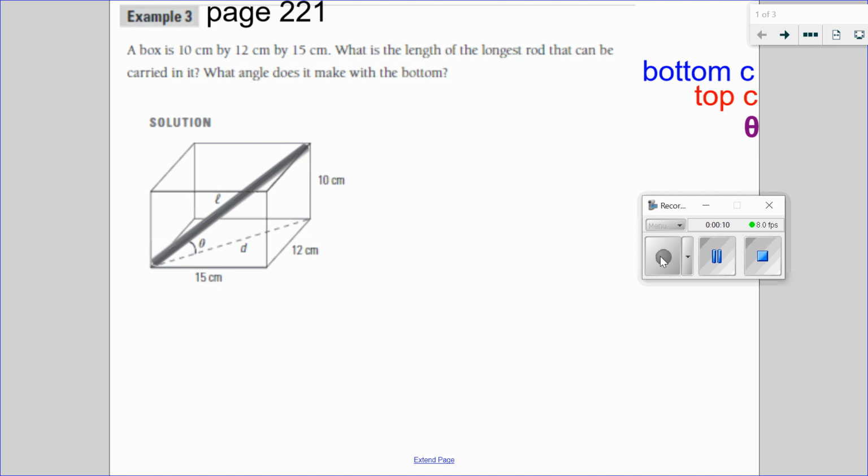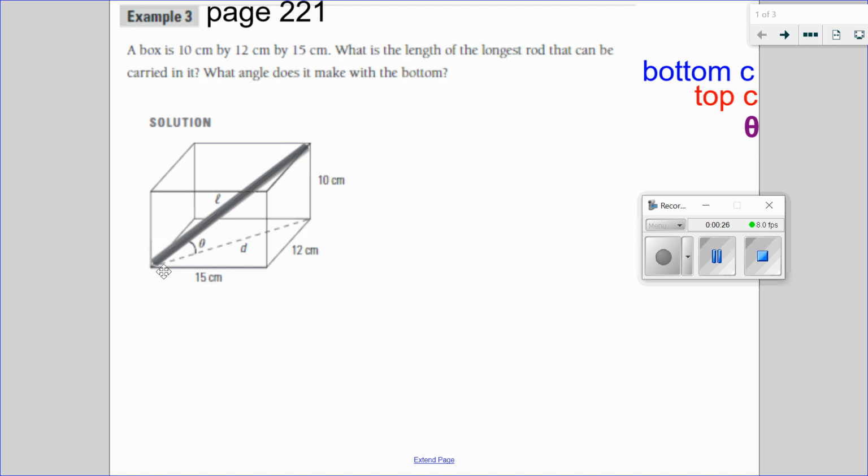So imagine we have this box and it measures 10 by 12 by 15, and I want to put a rod or maybe like a drumstick in there. I want to know what the longest rod that can be carried in that box is and what angle it makes with the bottom. So let's look at this in two steps.